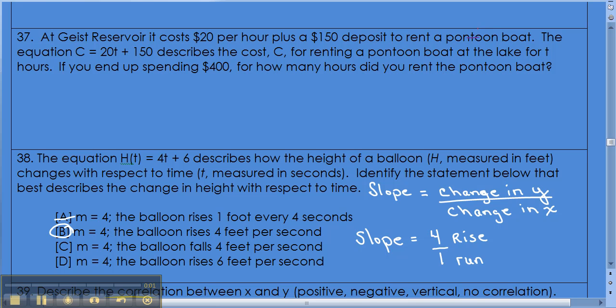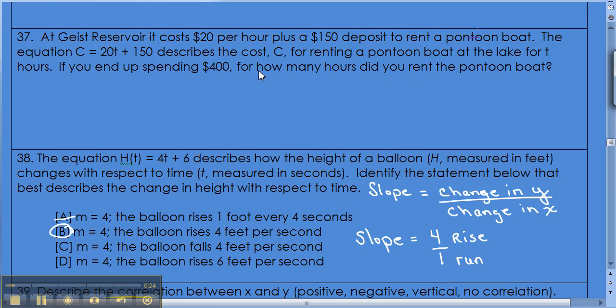At Geist Reservoir, it costs $20 per hour plus a $150 deposit to rent a pontoon boat. The equation C equals 20T plus 150 describes the cost C for renting a pontoon boat at the lake for T hours. If you end up spending $400, how many hours did you rent the pontoon boat?